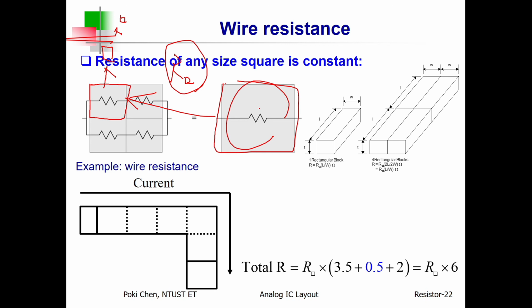Got it? So again, before layout, you need to think twice. How much area you would like to sacrifice for your layout? It depends on how much random mismatch and how much power consumption the resistor needs to carry. Okay? Then you can make the final decision.